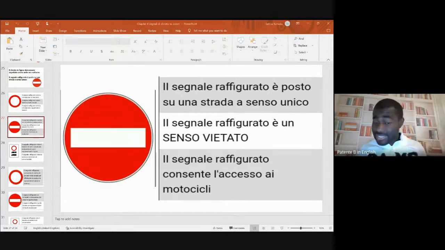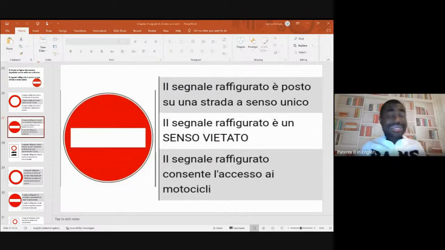This signal is located or placed on one-way circulation. Now, the second one says that il segnale raffigurato è un senso vietato, and the answer clearly is true. A sense is forbidden. That is why it is one-way circulation. Now, let's go to the third one. Il segnale raffigurato consente l'accesso dei motocicli, and the answer to this question is false.